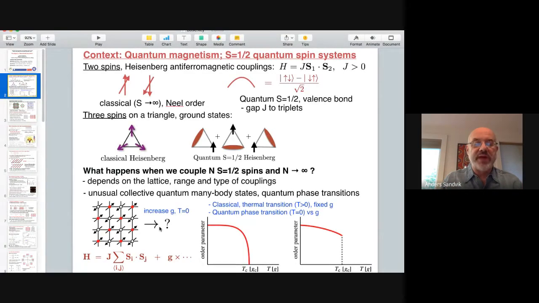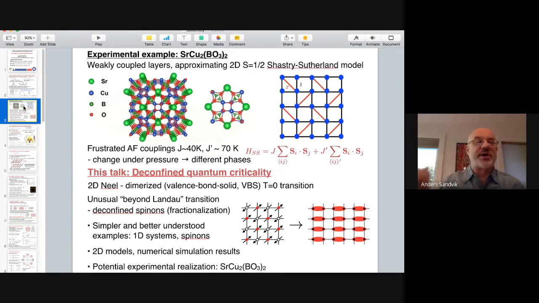So this is just an idealized classical picture, but in reality these spins fluctuate. But then we add some other interaction, and then we can have either continuous or first order transitions as a function of this parameter g. Okay, so that's basically what the field is about. There's a strong experimental component, of course, in this field as well, which is motivating what we are doing.